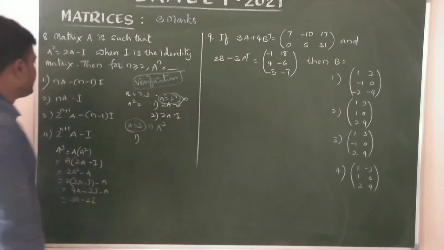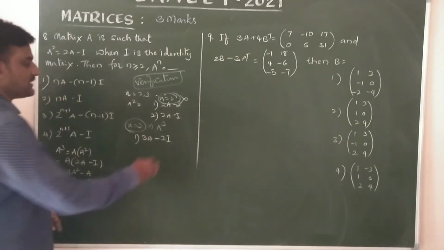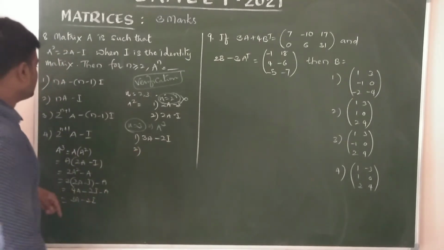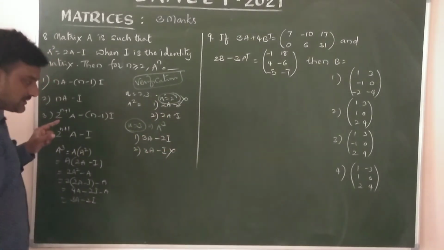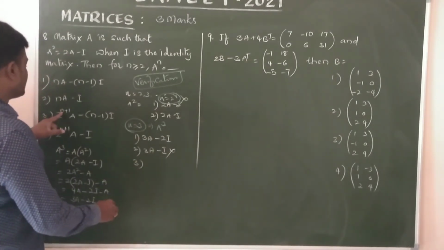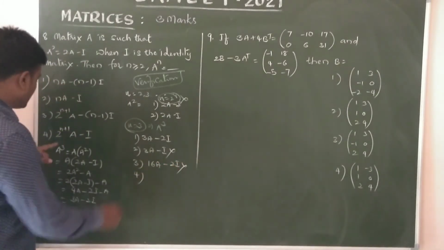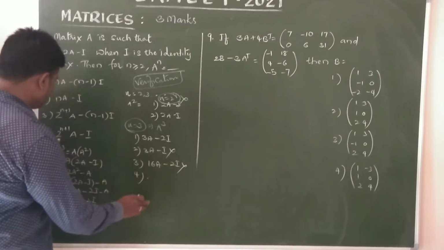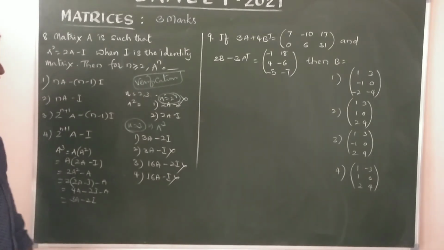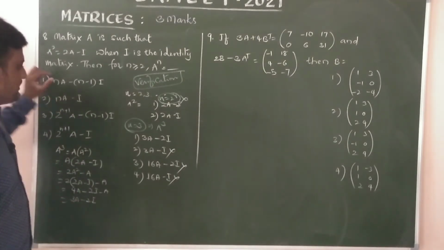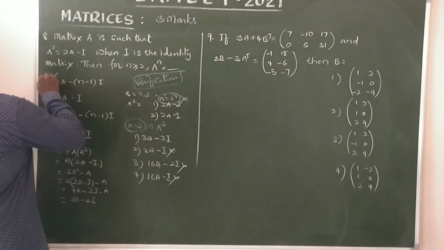Let us check it. The first option, if n equals 3, is 3A minus 2I. This is the correct option. Also checking one more option, maybe it is like the previous, 3A minus I. Now it is not a correct option. Now the third one, 2 power 3 plus 1, so it is 16A minus 2I. It is not a correct option. And the fourth one, 16A minus I, is also not a correct option. So the option is the first one. When n equals 3, it satisfies the first one. So our option is the first one.